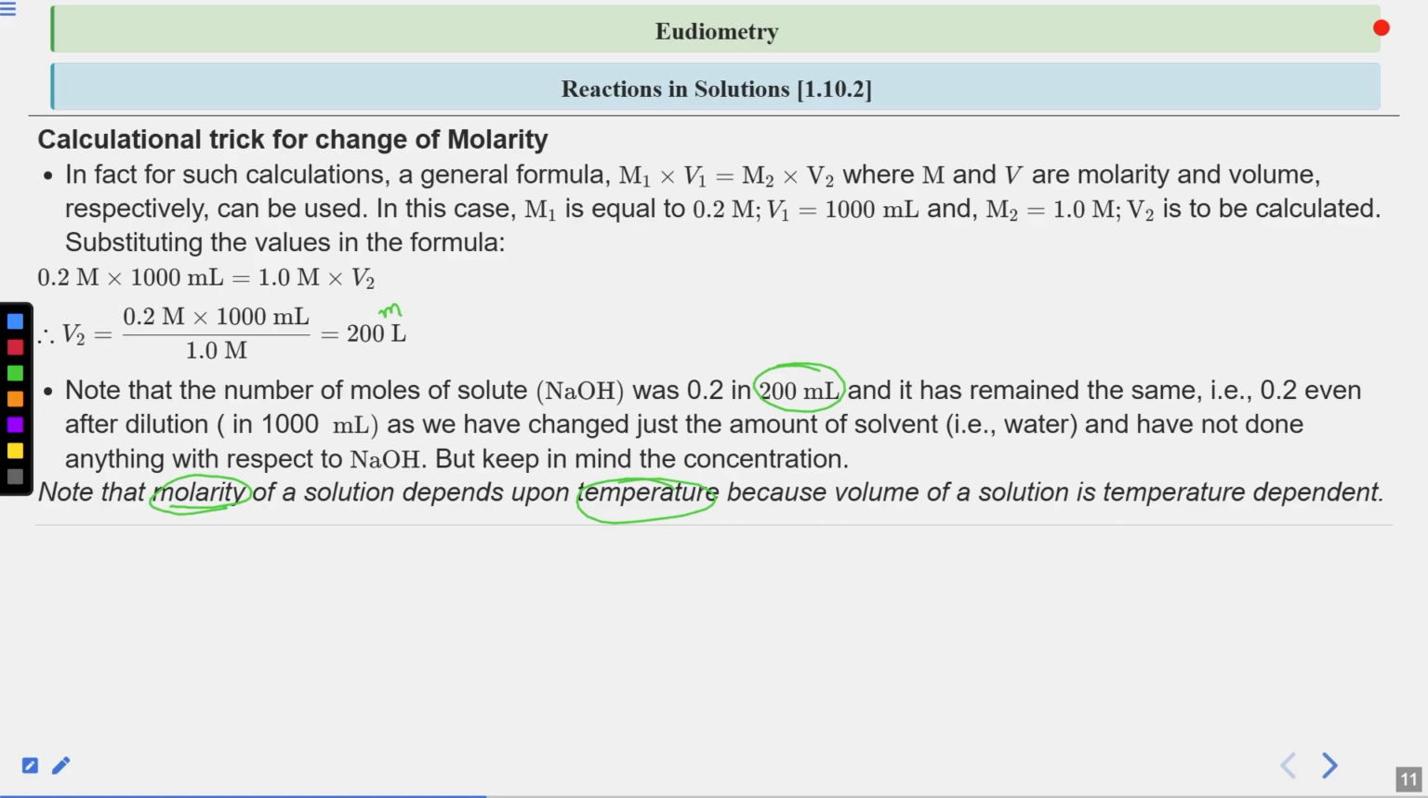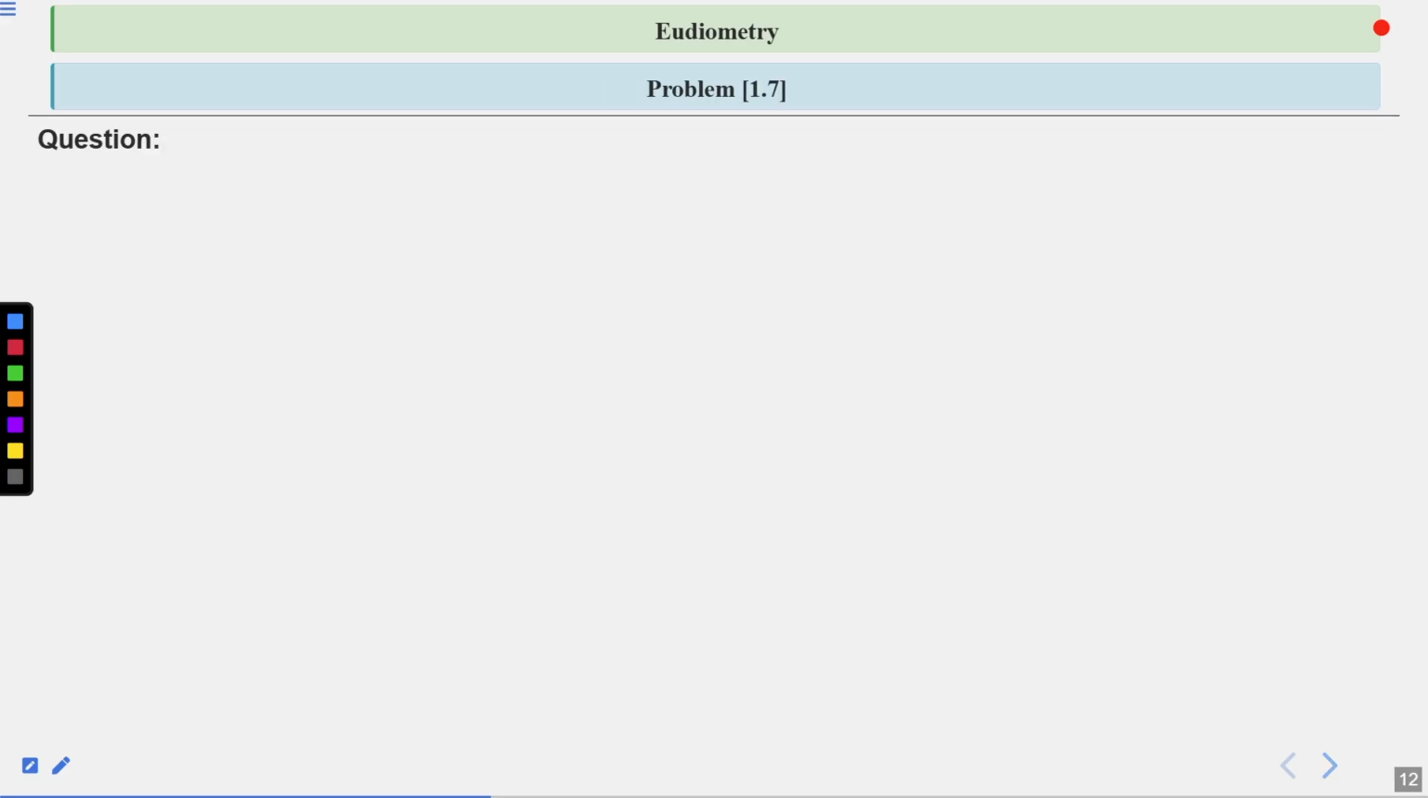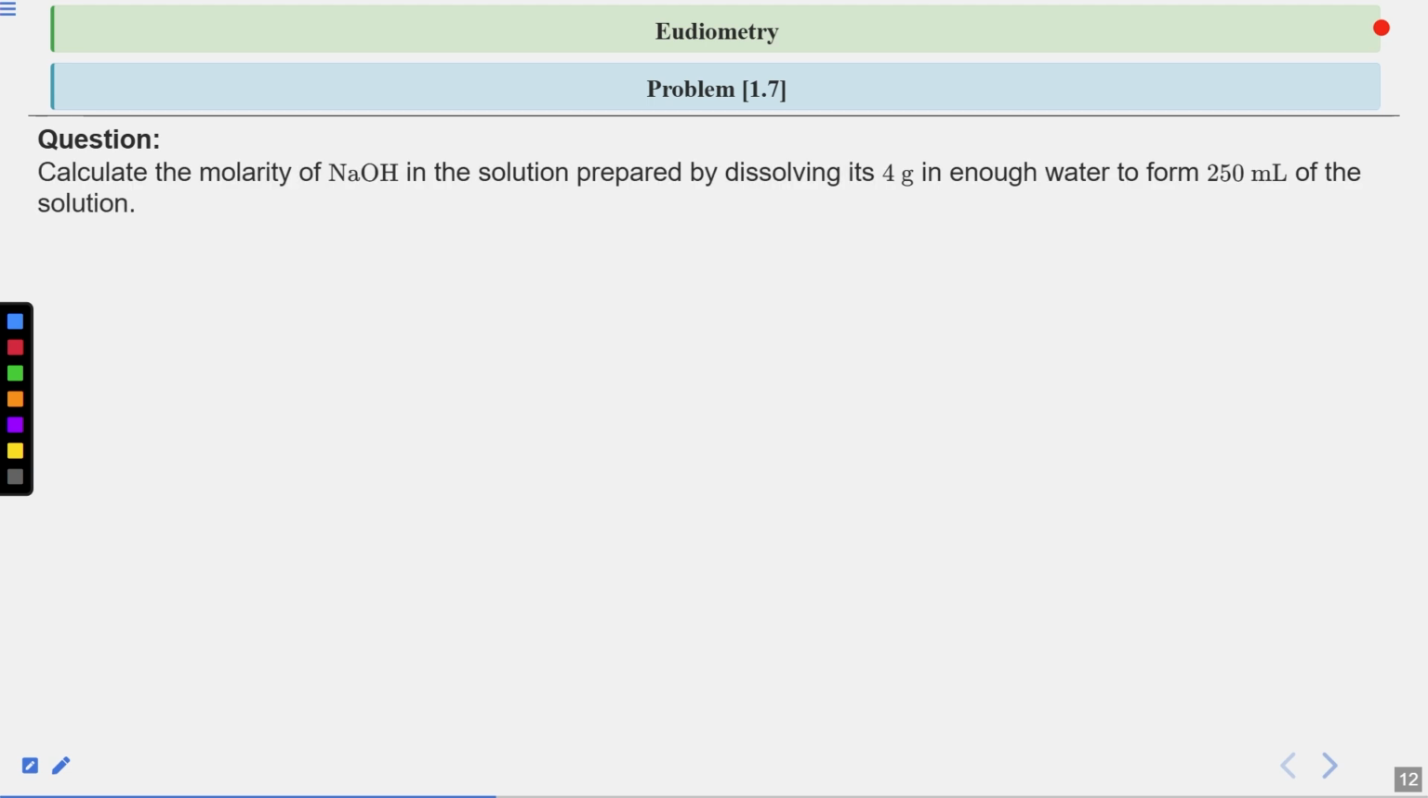Okay. Now moving on further. So here is a question for you. We have to calculate the molarity of NaOH in the solution where we are dissolving 4 gram of NaOH in 250 ml of solution. In this question, a different thing is asked, Shaurya. It's a very simple question. You just have to calculate the molarity. There we were trying to change the concentration. Here we are not doing so.